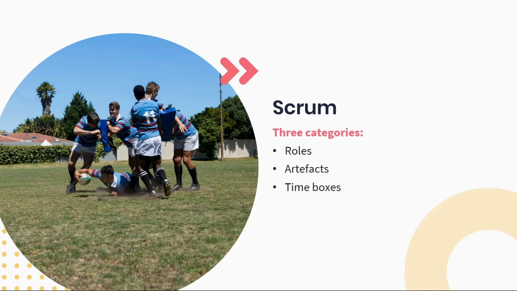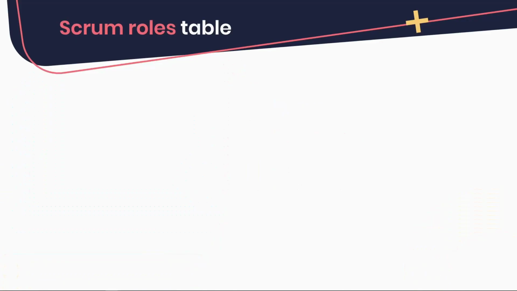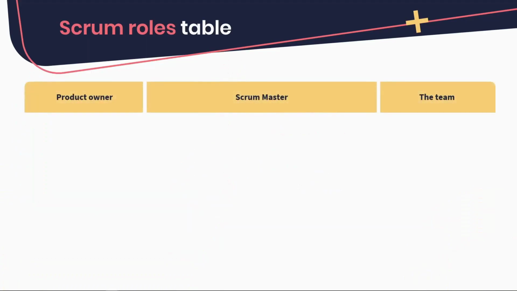It is clearly distinguishable from other methods due to these key features that we will look at now. There are 3 important roles in the Scrum methodology. These are the product owner, the Scrum Master, and the team. Here's a table summarizing these roles. Let's begin with the product owner role and work our way through the table row by row.